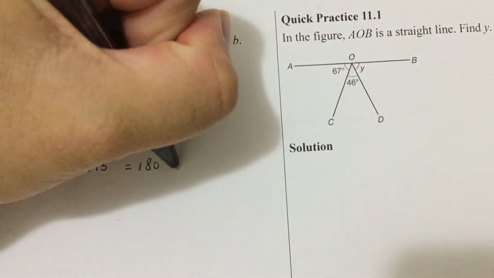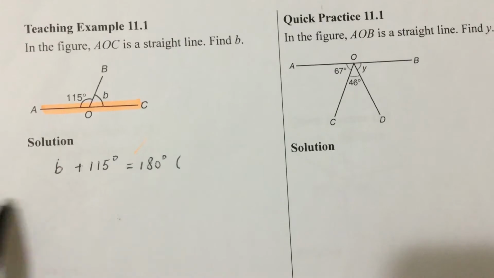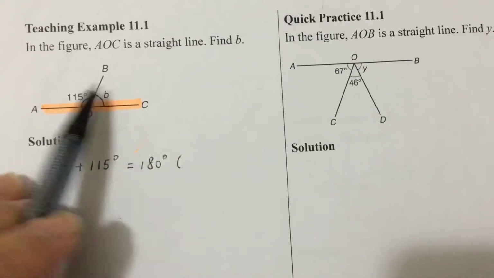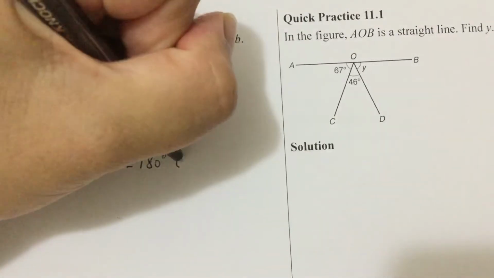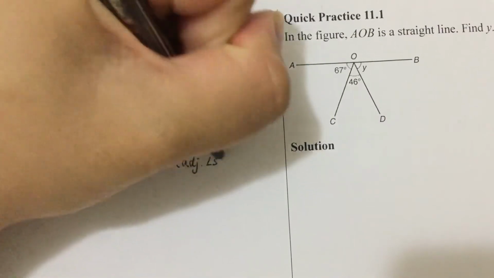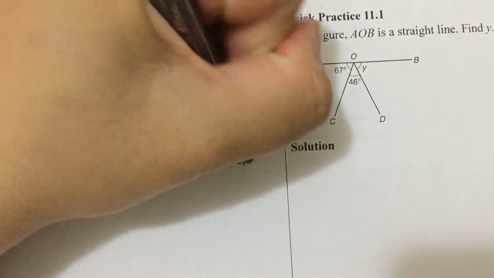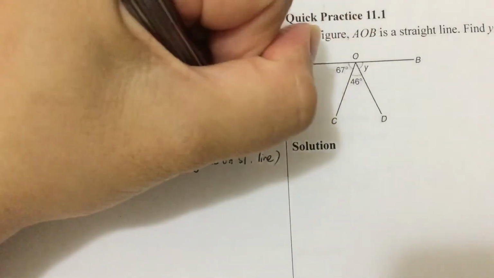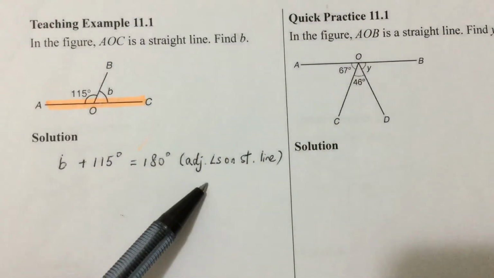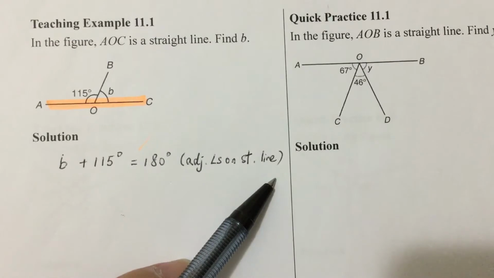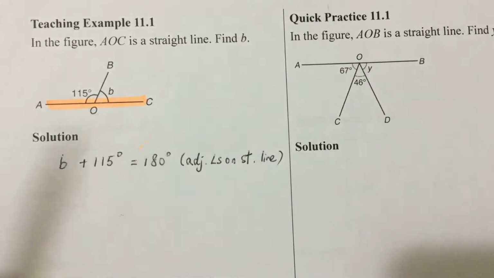And we must write down the reason immediately because we have used it. Why do you know that they add together to 180 degrees? Because we know that this one is a straight line. So we must write down the reason: adjacent angles on a straight line. We must directly write it here. Make sure you write it correctly, because I will deduct marks in your examination if you do not write down the reason.